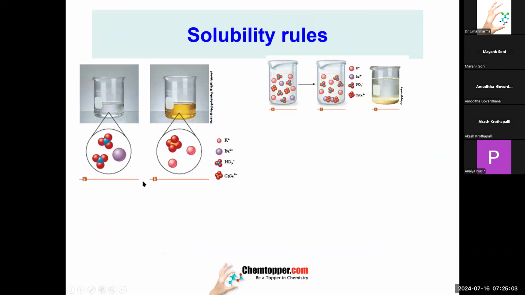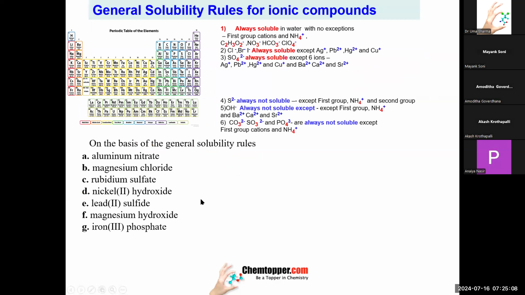Okay. Now we have already started doing solubility rules. Can you write down one more thing here? Chromates, CrO4 2 minus. Add them also. They're also least soluble.